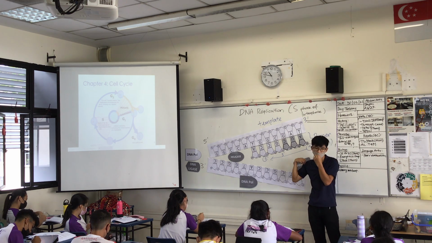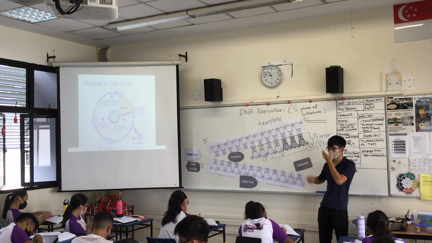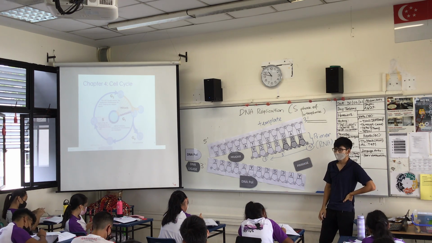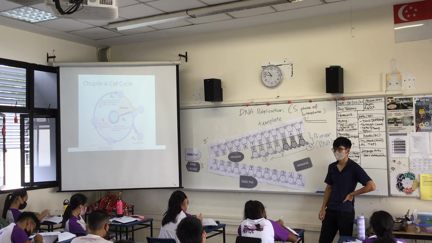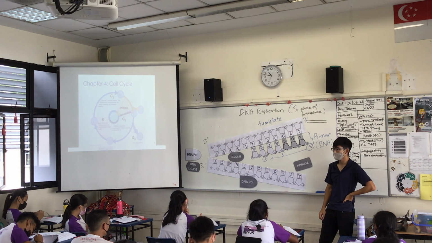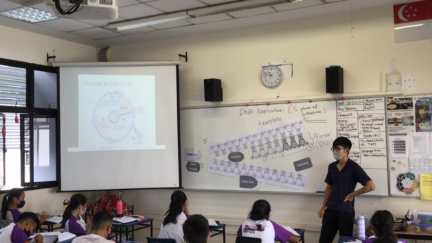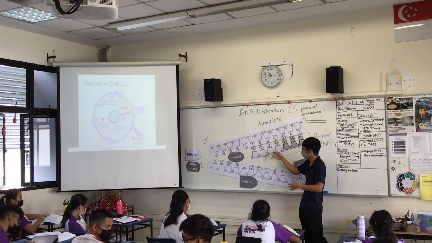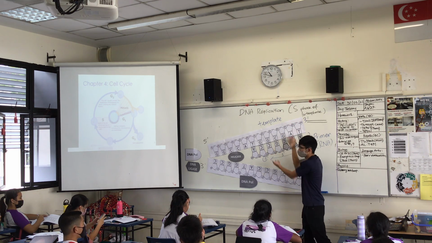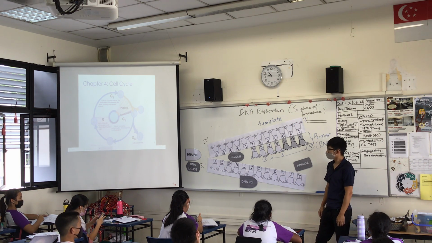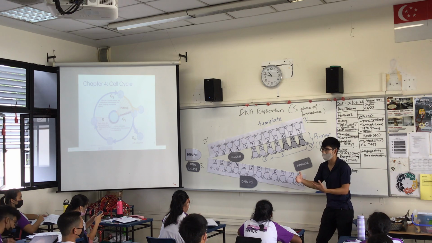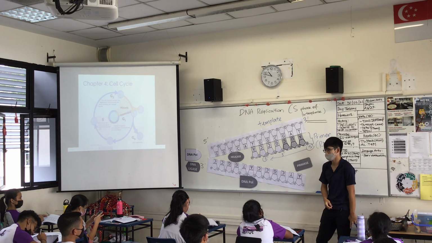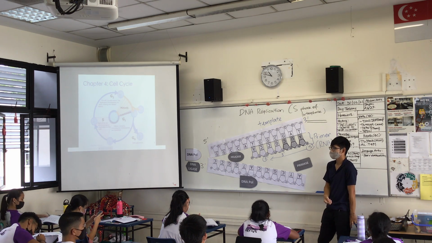Does it attempt to fix the problem? Anyone found a solution? How does it fix the problem? I've created a strand that's not quite the same as the original. I now have RNA as part of my DNA, which is weird. How can we fix this? Anyone found a solution to it?